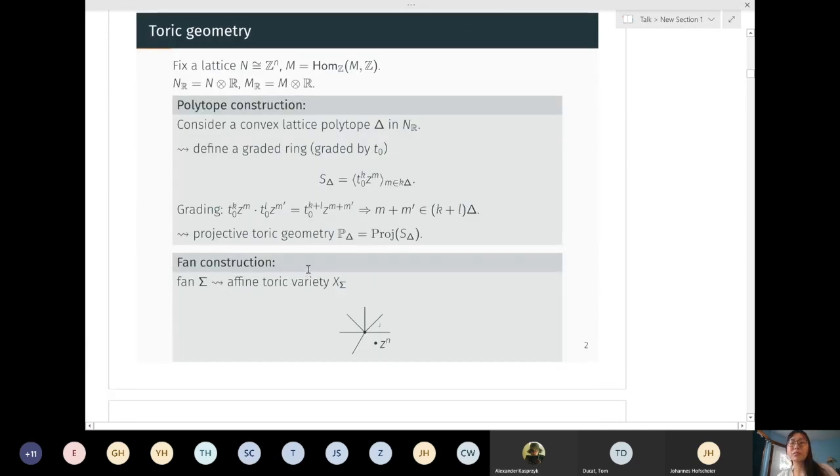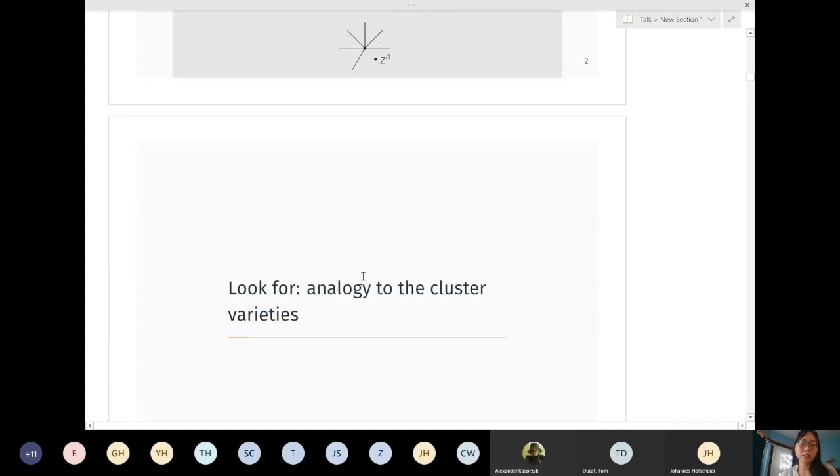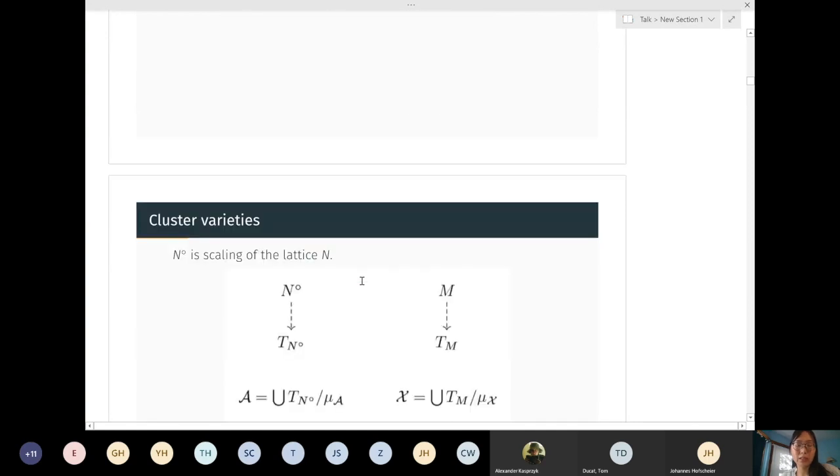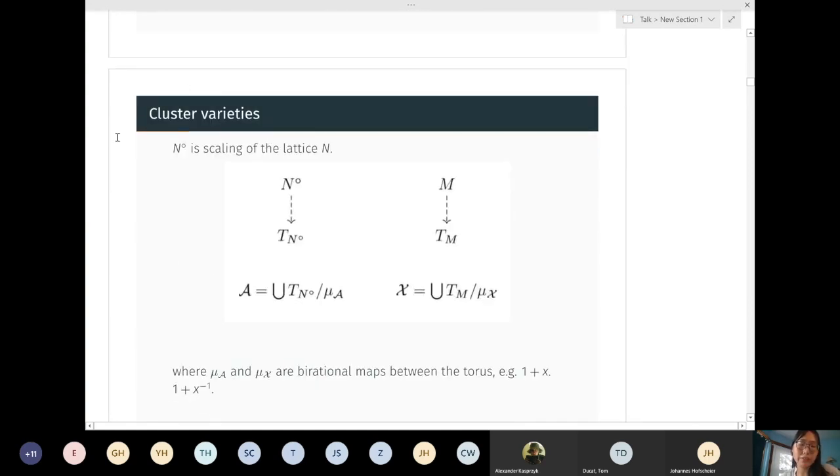What I'm going to convince you of today, in the first part of the talk, is that we can develop this analogy: the cluster world and the toric world are very, very similar. So again, we start with a lattice. Let us first define what is meant by a cluster variety.